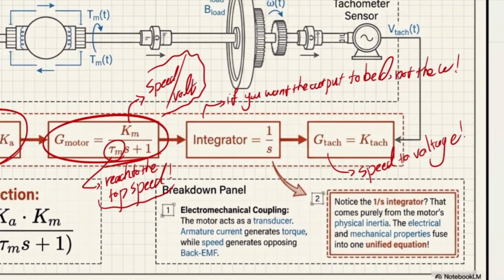Then we have the integrator. Why do we have this integrator? Because at some point I would like to know the speed, but at some point I would like to know the position. That's why, if I would like to know the position, I'm going to use 1 over s.